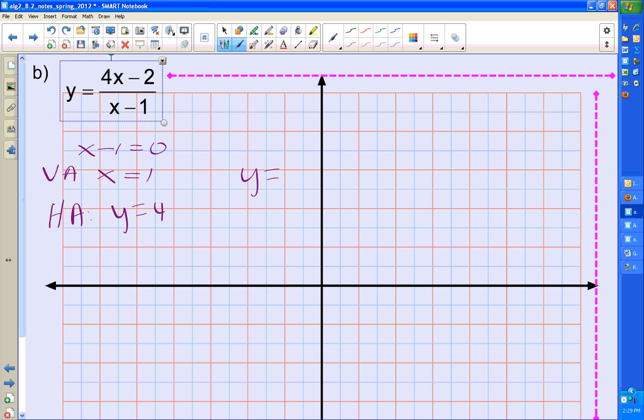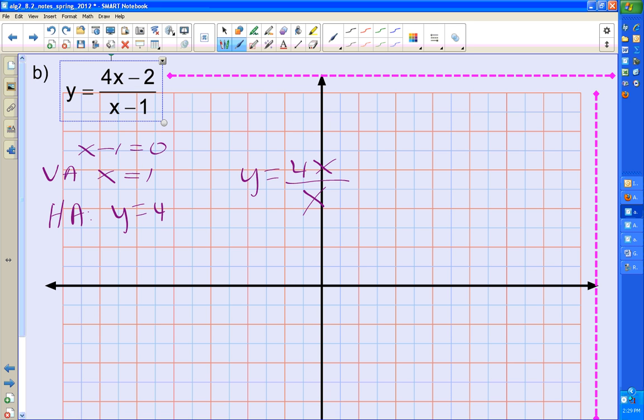The variable is x. So only the term with the variable raised to the highest power is the one I want, which is the whole term, 4x. On the bottom, the highest power on the variable belongs to what term? X. Reduce. Y equals 4.